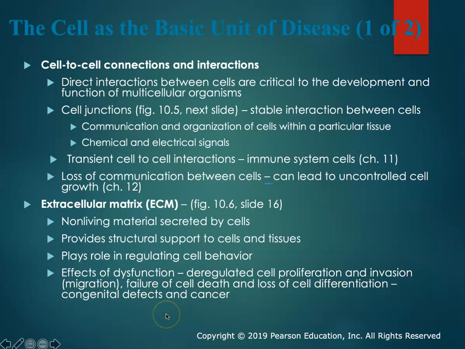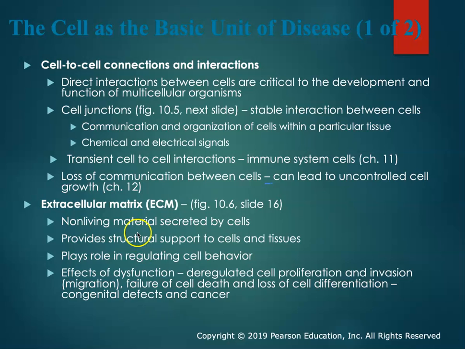Also congenital defects as well, because if you think about the formation of tissues and organs during development, there is a lot of cell migration that has to occur. Cells need to go to the right place, and that is dependent on the extracellular matrix as well. And so if that doesn't happen, it obviously can lead to congenital defects.